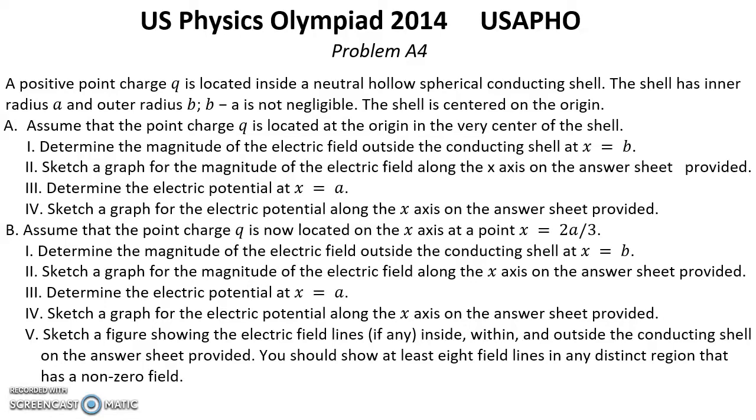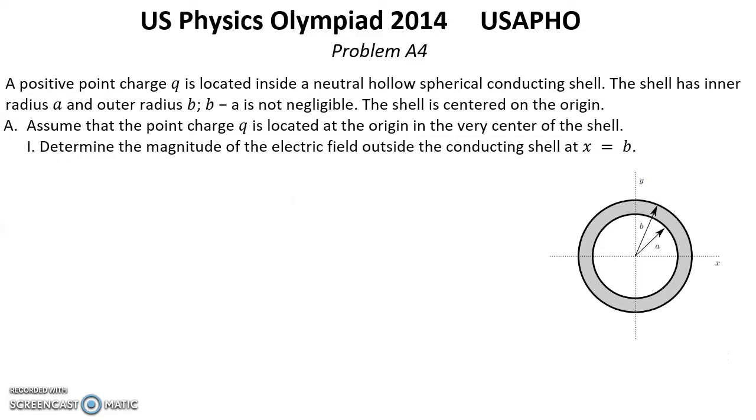Solutions. First, let's do the picture for part A. We have charge Q in the center of this sphere, and we have a spherical shell with inner radius a and outer radius b. First question. Determine the magnitude of the electric field outside the conducting shell at x equal b.